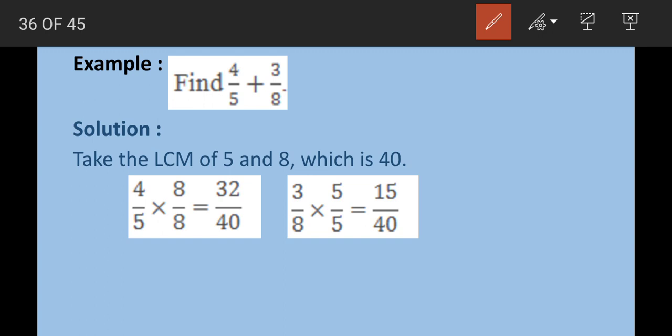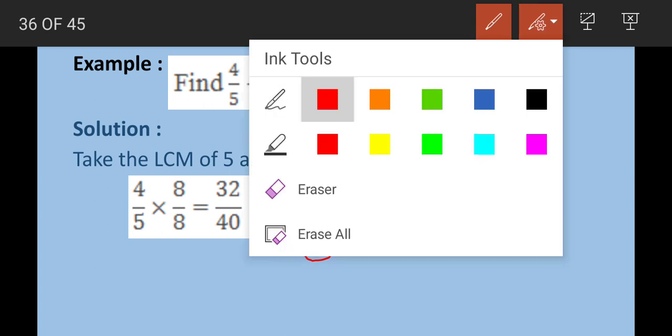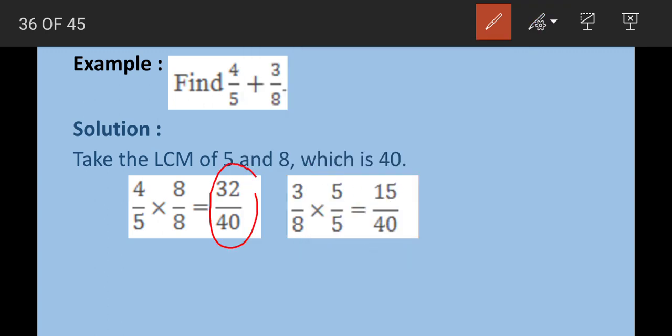Next step, we convert the second fraction, 3 by 8, to the equivalent fraction having the same denominator 40. So here 8 times 5 is 40. I have multiplied the denominator by 5, so we multiply the numerator by the same 5 also. 3 times 5 is 15. So the two new fractions are 32 by 40 and 15 by 40. Here we got like fractions.